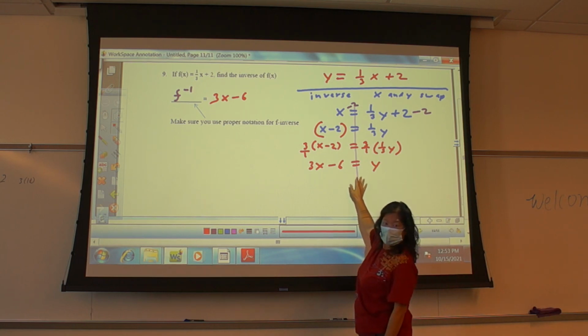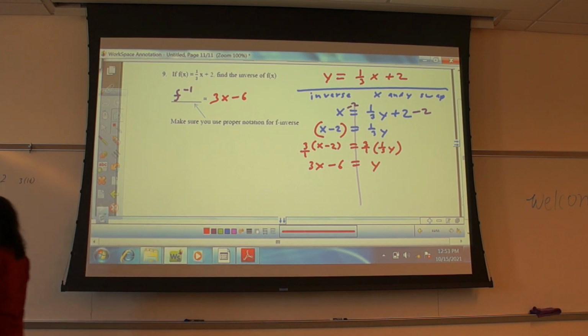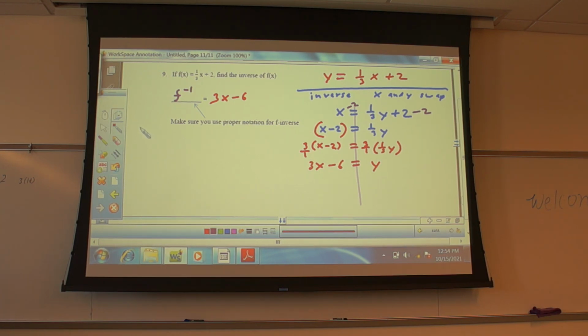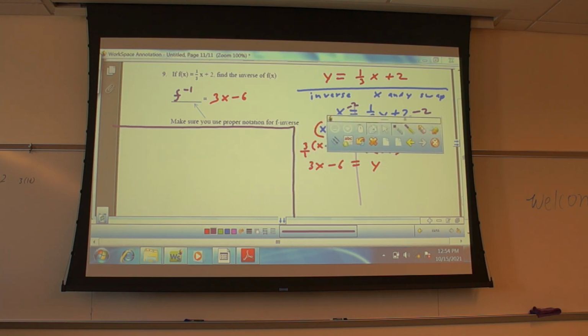All right, good? Do you folks want another one to practice? Another inverse? I can give you another one. How about, figure out what I did last time. f of x is equal to, that's too old.